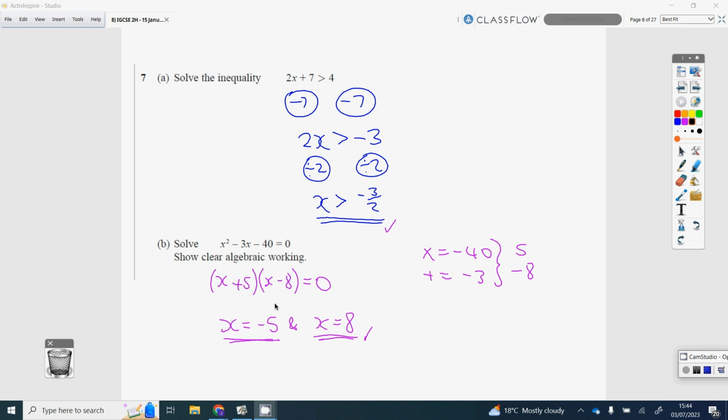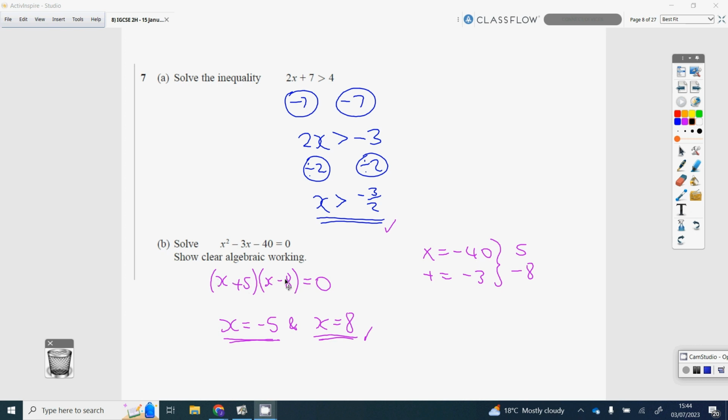Now, how have we worked these out? Well, we're looking for two numbers which, when we multiply them together, give us minus 40, the number on the end. But at the same time these two magic numbers have to add to be the coefficient of x, so they have to add to be minus 3. So which two numbers both multiply to be minus 40 but add to be minus 3? That's 5 and minus 8. 5 times minus 8 is minus 40, and 5 take away 8 is minus 3. So those are our magic numbers.